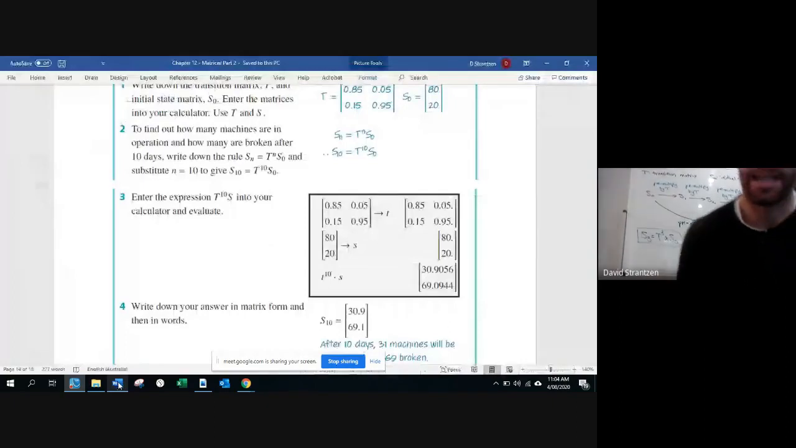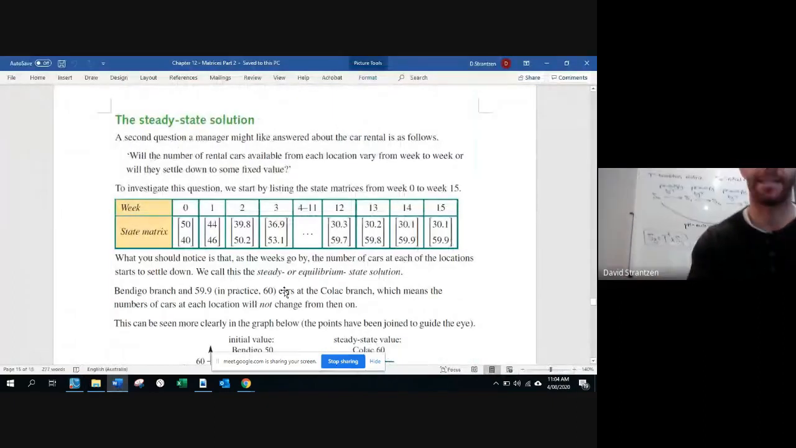Last thing for 12C part 3 is what we call a steady state solution. So what's going to happen is over time, let's go back to the problem with cars in Bendigo and Colac. So we started off with 50 cars in Bendigo and 40 in Colac, and we saw that after 1 week, there were fewer cars in Bendigo and more cars in Colac, and then after 2 weeks, and then after 3 weeks, the numbers are changing all the time.